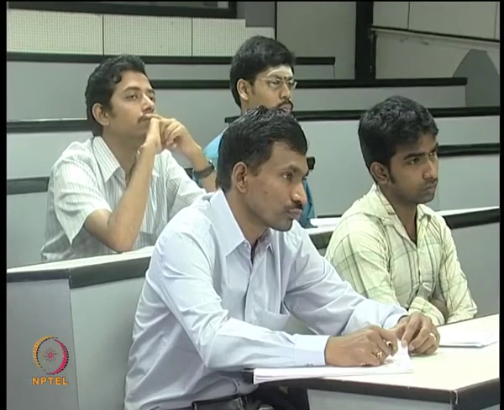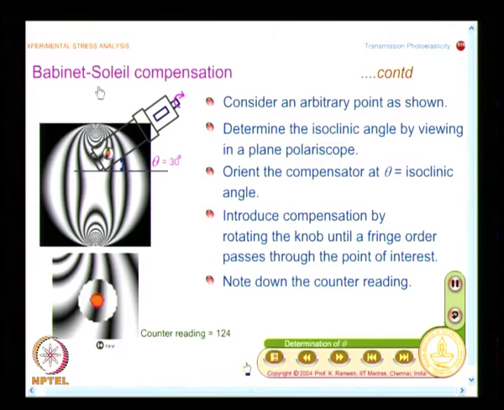And what you saw was we had Babinet-Soleil compensation. In this you had an external compensator, a gadget, and this was aligned by finding out the isoclinic angle. In this case it was 30 degrees, and then this was kept. And what you did was you rotated the knob until a fringe order passes through the point of interest.